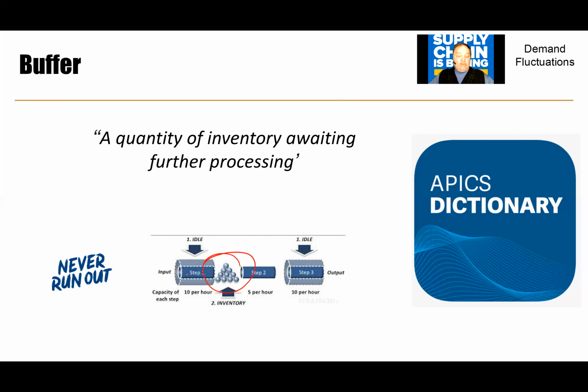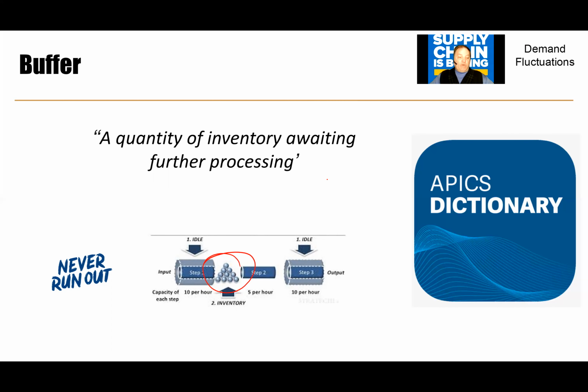The APICS dictionary defines buffer as a quantity of inventory awaiting further processing. This may also sound like the WIP, the specific inventory type. Buffer can take the form of both physical inventory, typically WIP, and time, and is used extensively in the theory of constraints to help optimize system throughput.